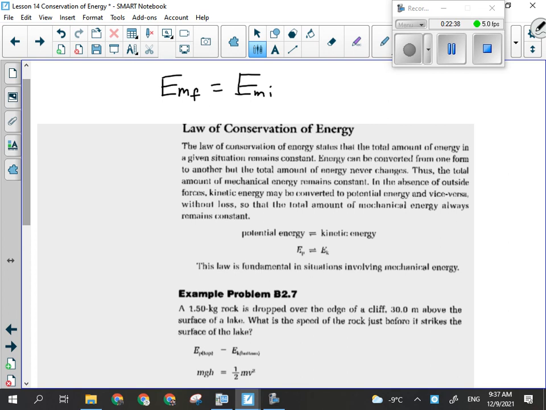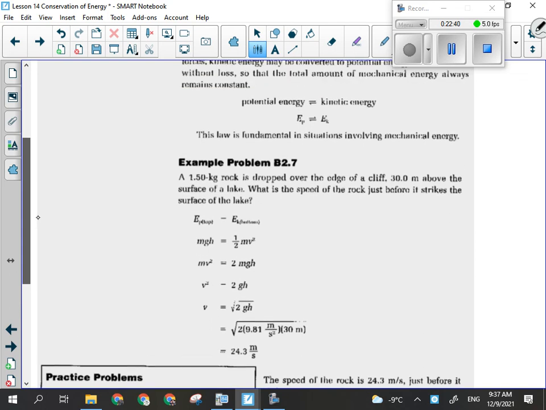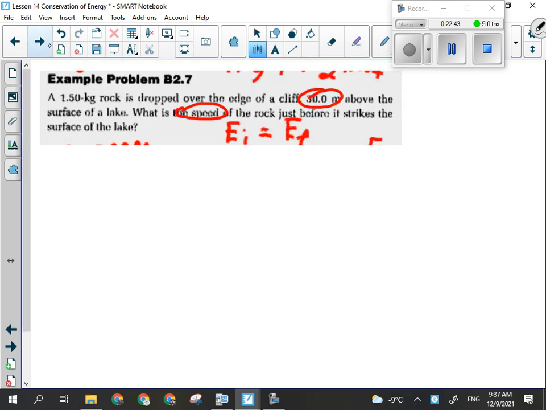So, I want you guys to write this example down here. I have a 1.5 kilogram rock, and it's dropped over the edge of a cliff 30 meters above the surface of a lake. We want to find the speed of the rock just before it strikes the surface of the lake. I just want you to write that problem down, then we're going to walk through the solution. You actually have the solution in your notes package, but I want to walk through how to get it.